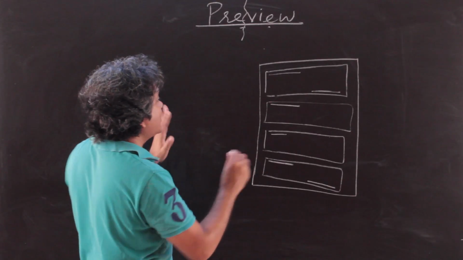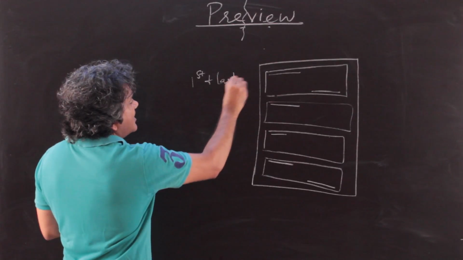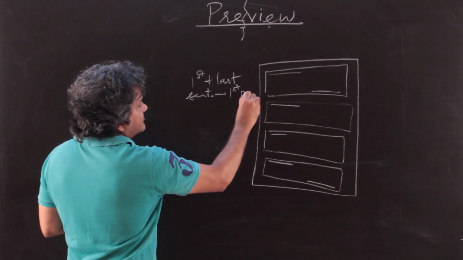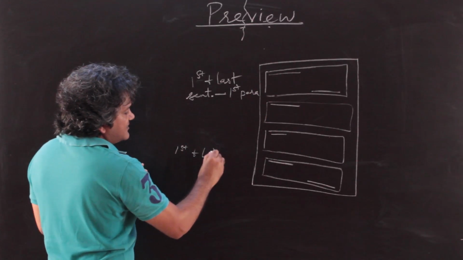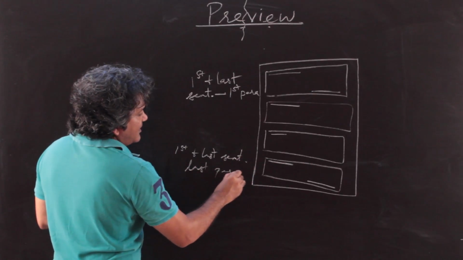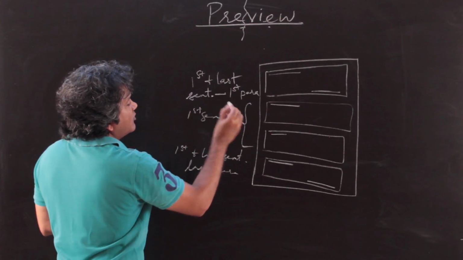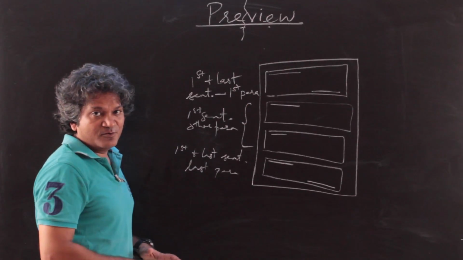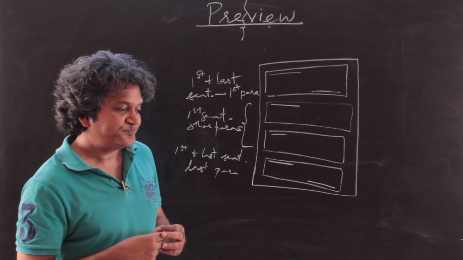So let's repeat it. What are we supposed to do? We are supposed to read the first and the last sentences of the first paragraph. Okay? Then we are going to do the same thing, the first and the last sentences of the last paragraph. And then we are going to read the first sentences of all the other paragraphs. This is preview. Alright, now the question is, why should we preview?